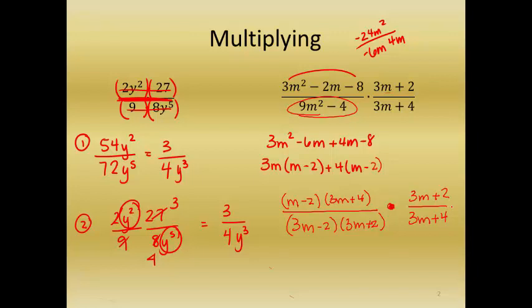And now I'm going to treat this as one large fraction bar where anything in the numerator can get canceled or reduced with anything in the denominator so long as the entire factor is exactly the same. So my 3m plus 2 and 3m plus 2, and my 3m plus 4 and 3m plus 4 will reduce, leaving me m minus 2 over 3m minus 2.